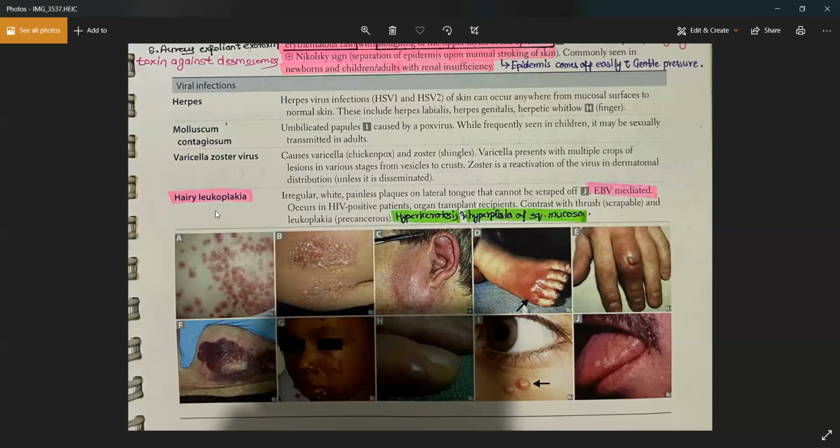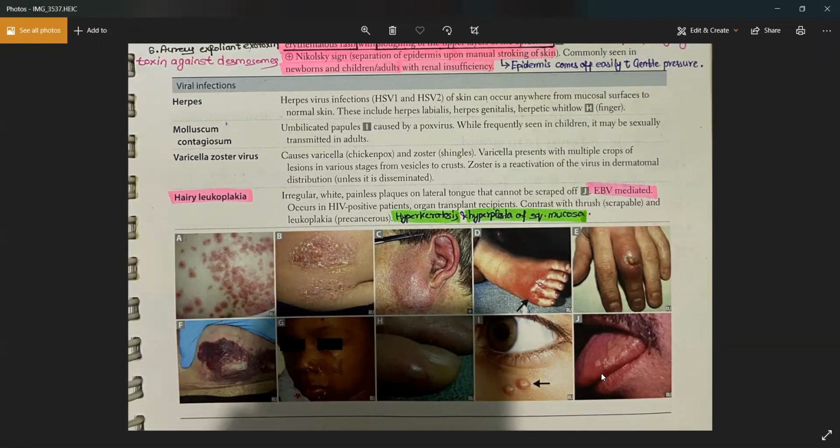Then you have the hairy leukoplakia, which is found in Epstein-Barr virus infection in HIV patients. As you can see, they will appear as whitish plaques on the lateral surface of the tongue. You can get oral thrush again with candidiasis, and they will present with similar symptoms, whitish plaques on the tongue and the oral surfaces. But these plaques are unscrapable, unlike the candida. The candida plaques are scrapable.